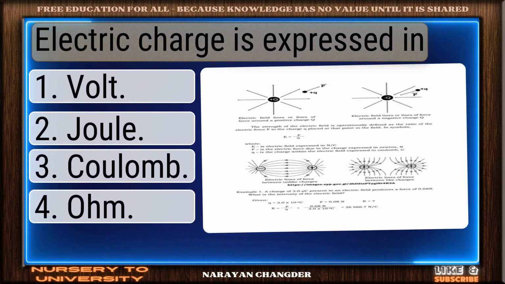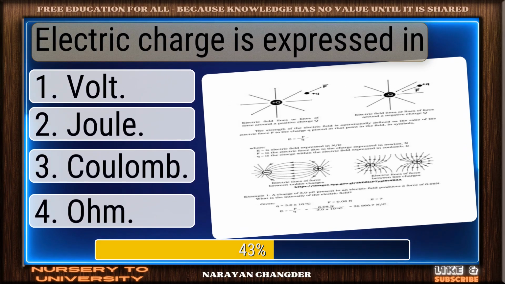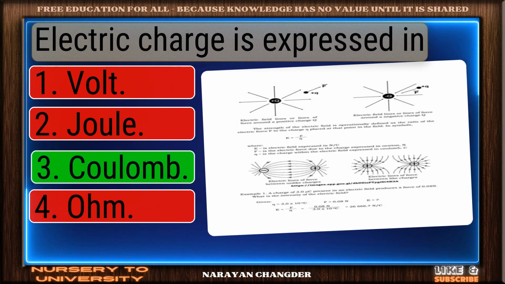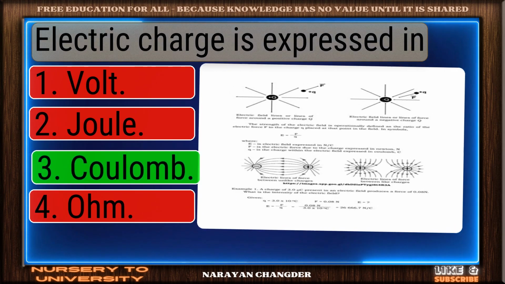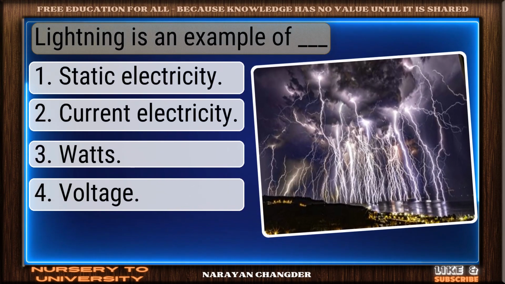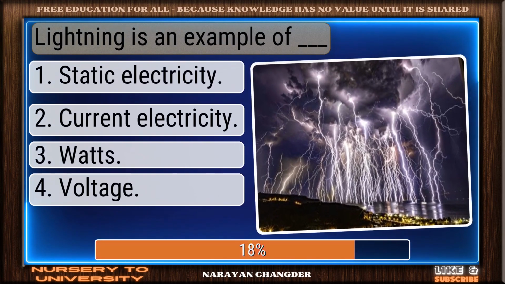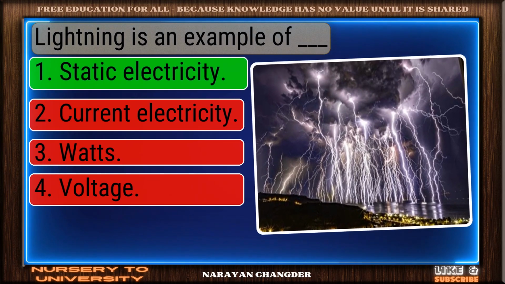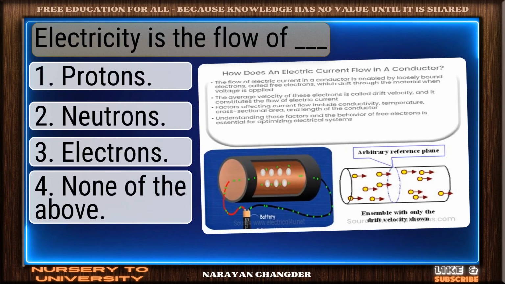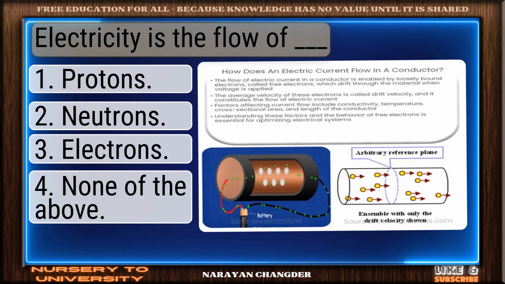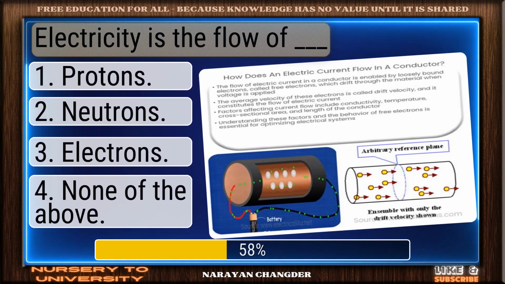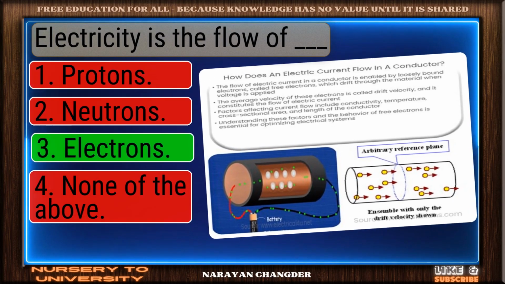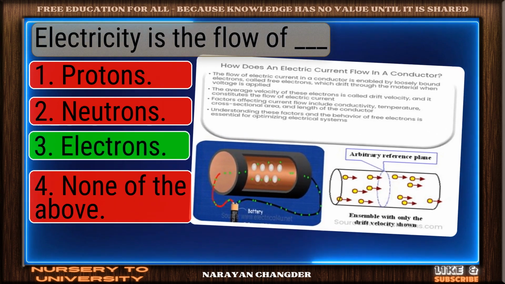Electric charge is expressed in. Bravo! Coulomb is the answer. Lightning is an example of dash. Good job. Static electricity works well. Electricity is the flow of dash. Right choice. Electrons is best.